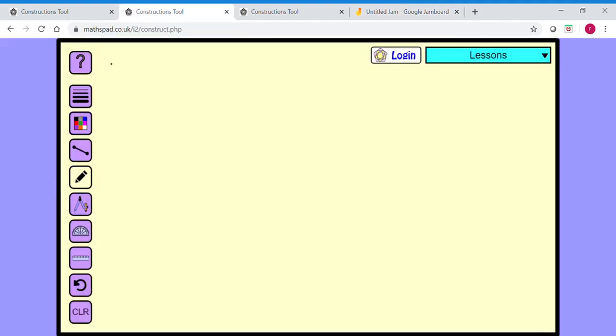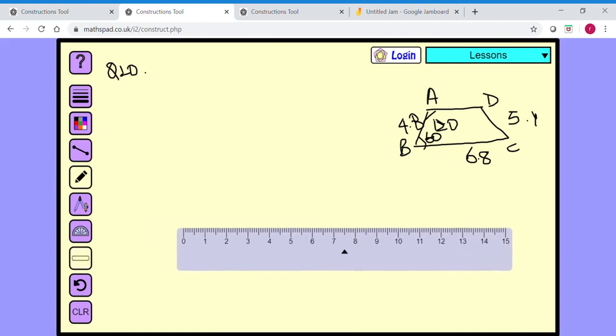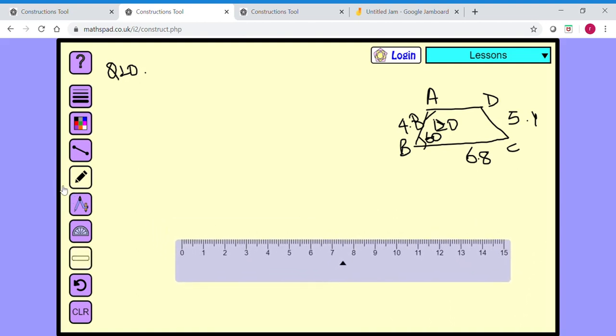So I'm on question number 20. Perfect. The rough diagram was something like this. So A, B, this was 60, C and D. This was 120. And BC length is given equal to 6.8. This was 4.8 and this is 5.4. Yes, this is 5.4. So let me start by constructing BC, a length of 6.8.